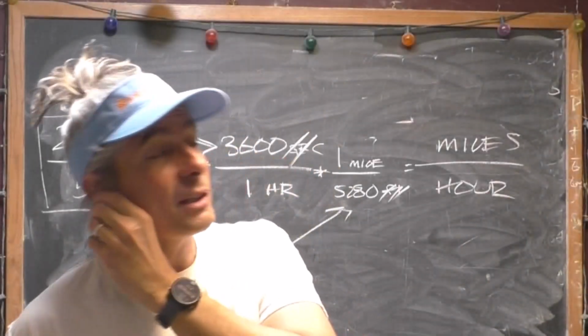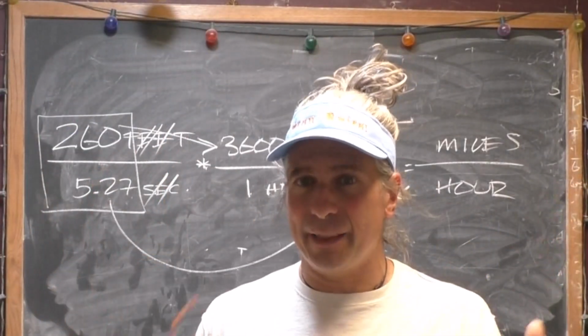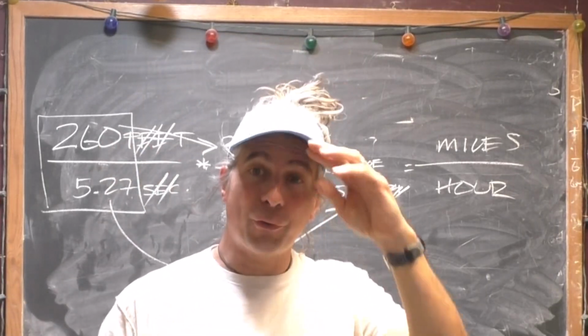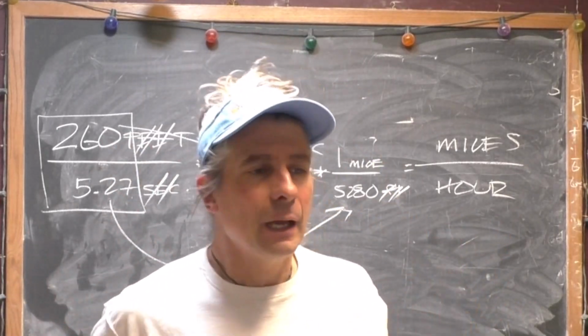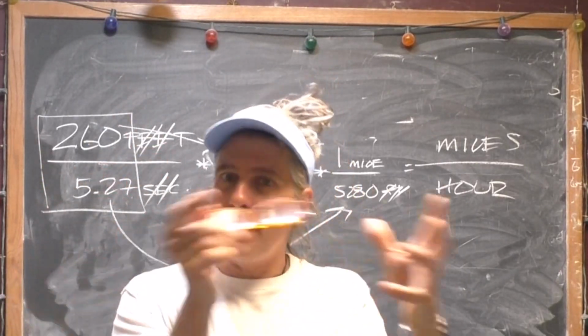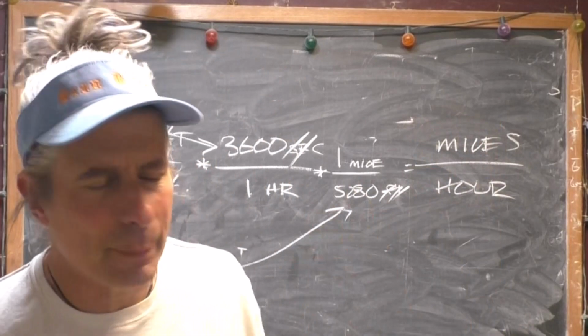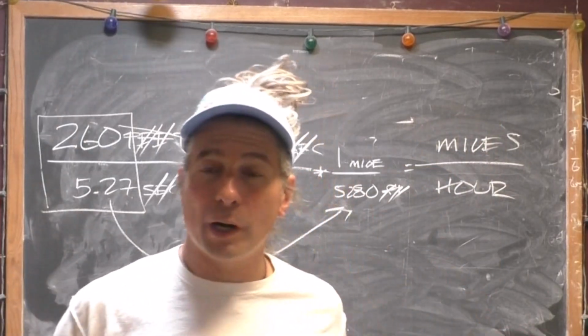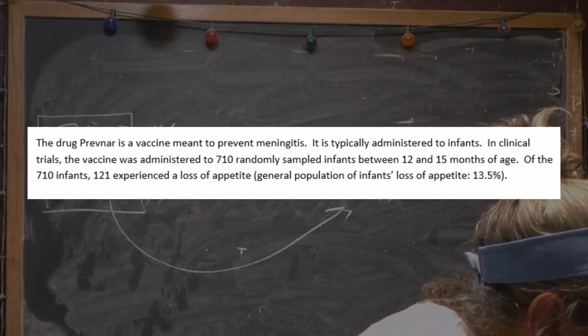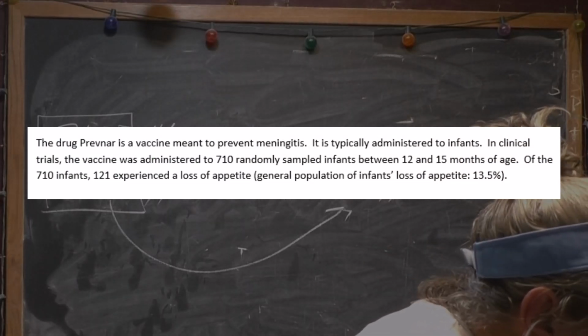Okay, my friends, so let's do another example just to make sure we understand the mechanics of the test, but also how to pull the information we need from a block of text and then take the values from that and plug them into our 10-step plan. So this one, we're going to check the drug Prevnar, a vaccine meant to prevent meningitis, for kiddos.